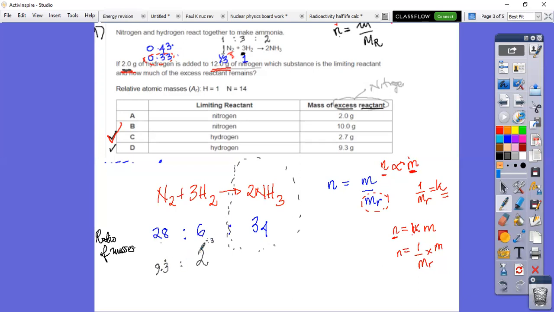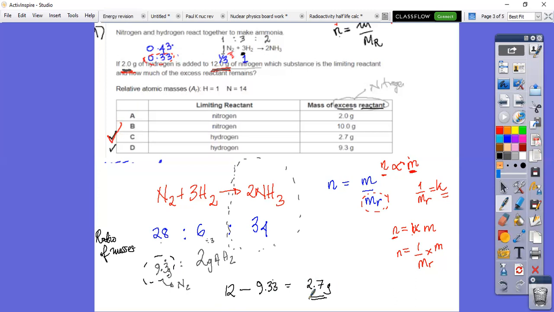So in other words, what I'm saying is 2 grams of hydrogen need 9.33 grams of nitrogen based off this ratio. But hey, check it. I've got 12 grams of nitrogen. So in other words, this is going to react, but there's going to be some left over. So what will be left? Well, what will be left will now be 12 minus what is going to react, which is 9.33 recurring. This here is 2.7 grams.